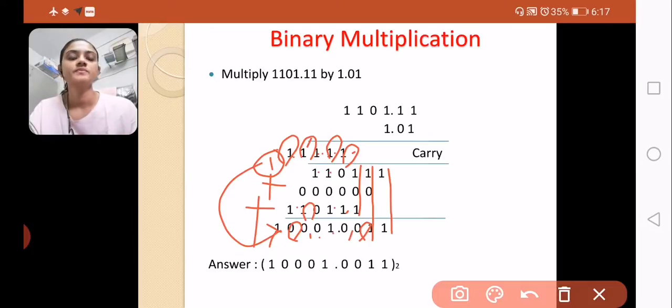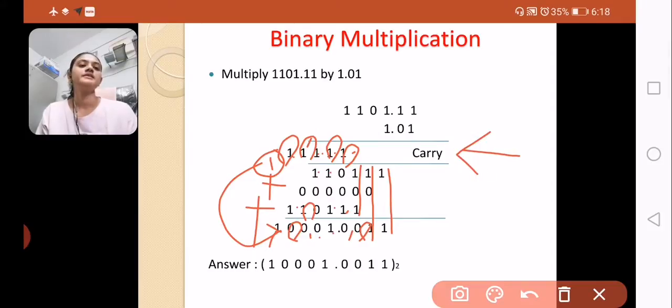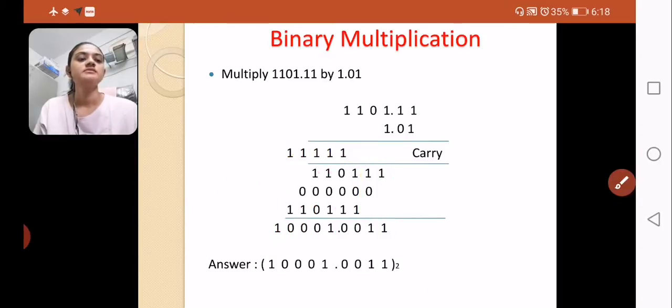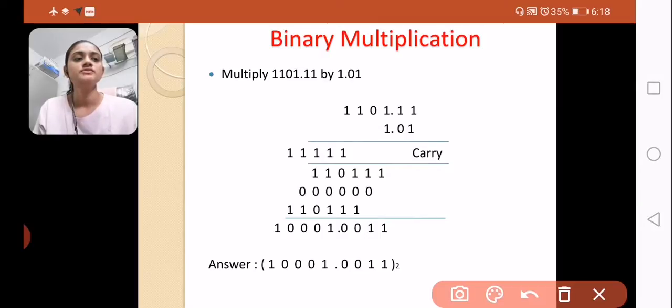Okay, so while doing multiplication you can write separate space for carry for calculation easily, right? Now you know the multiplication and its addition, right? Now the point is where to put the decimal point. So that is the most important thing.